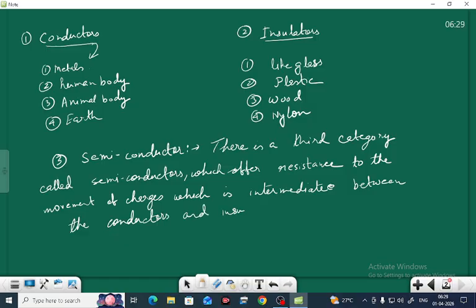These are known as semiconductors, right? For example, germanium is a semiconductor. There is a third category called semiconductors which offer resistance to the movement of charges, which is intermediate between the conductors and insulators, for example, germanium. So we have learnt about conductors, insulators, and semiconductors.